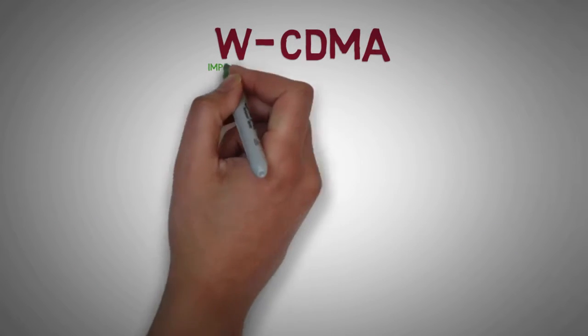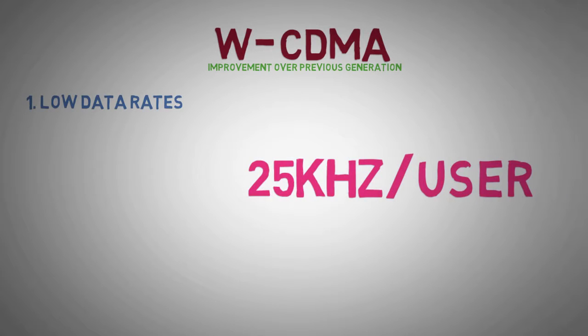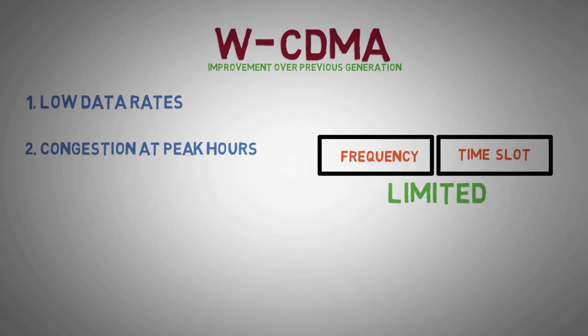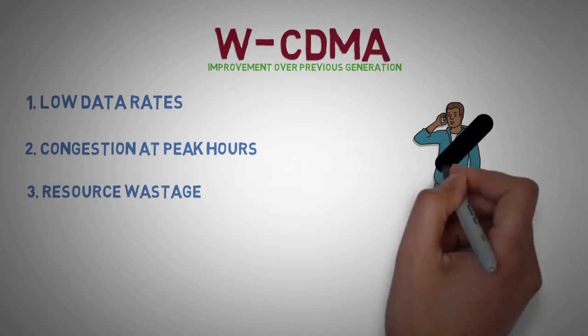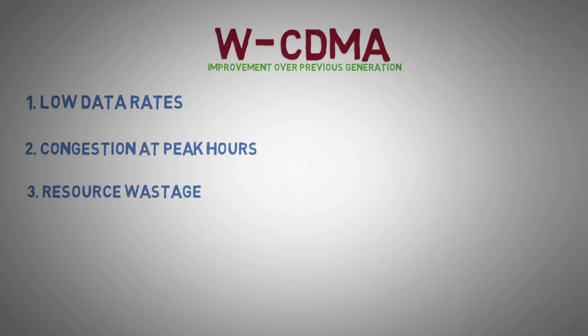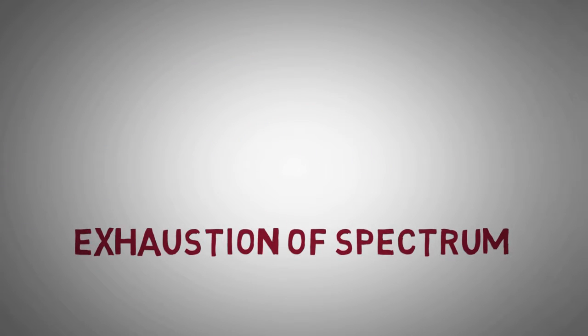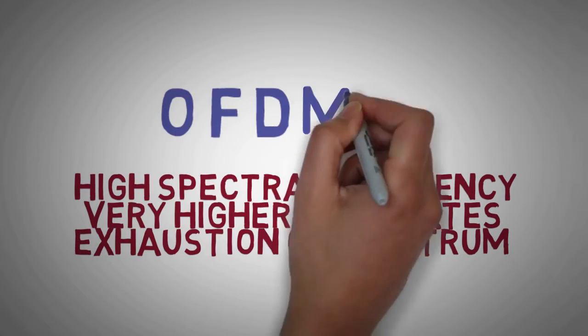WCDMA improved upon some of the problems of earlier generations. First, low data rates. In GSM, effective bandwidth for a user was only 25 kHz. Second, congestion at peak hours, as the frequency chunks and time slots were very limited. Third, resource wastage: resources remained idle when users were inactive. Fourth, poor spectral efficiency, due to guard bands and guard periods used to avoid interference. But exhaustion of spectrum, the need for even higher data rates, and spectral efficiency led us towards OFDMA.